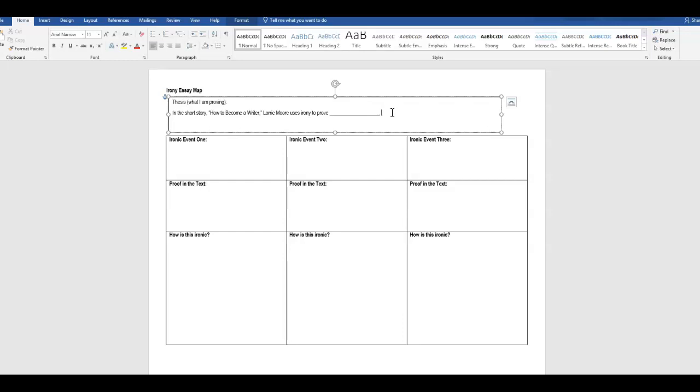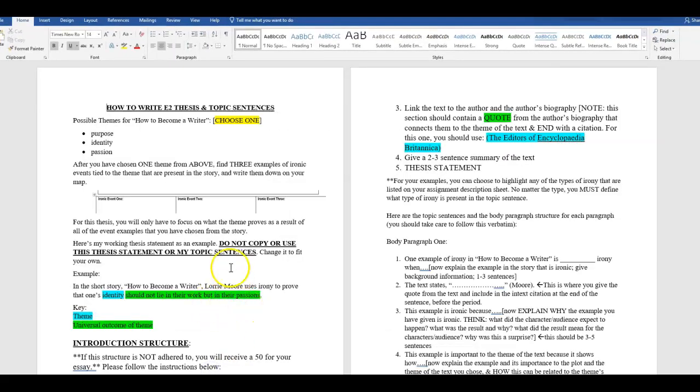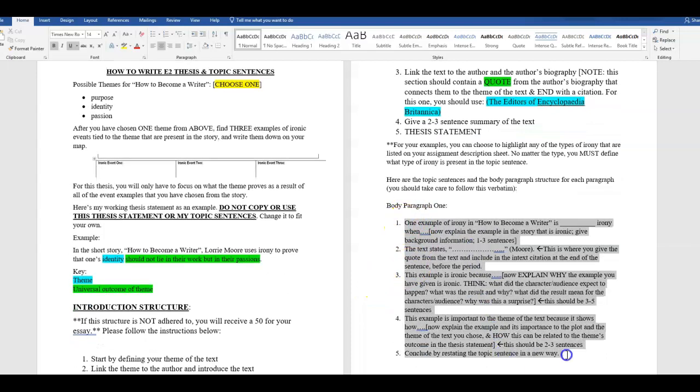So in the short story How to Become a Writer, Lori Moore uses irony to prove blank leads to, causes, you can do anything in between here, and then blank. What goes in the second blank is the universal outcome. If you look at my example on the How to Write document, which is the most important document in this class and what you have to follow exactly to get a good grade: if you are not following this paragraph structure, you will never make above a 60. So please make sure that you are following directions exactly the way that I give them to you.